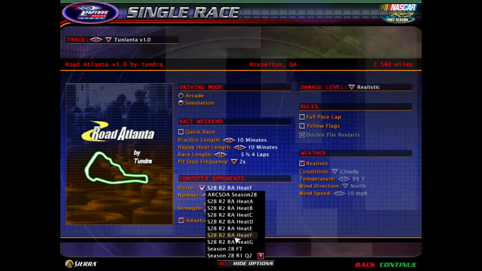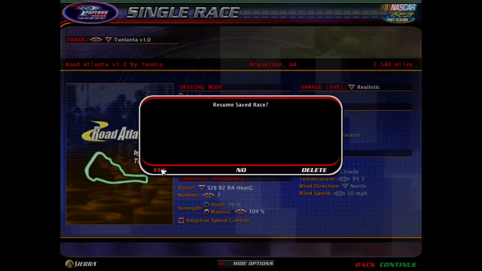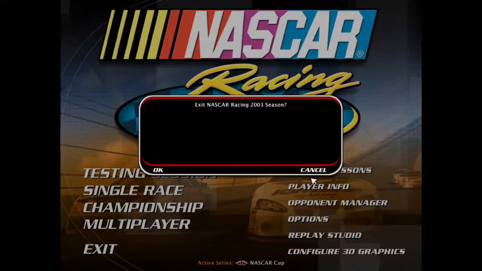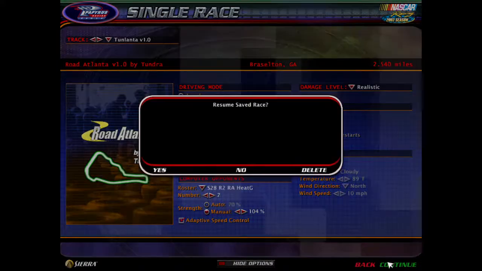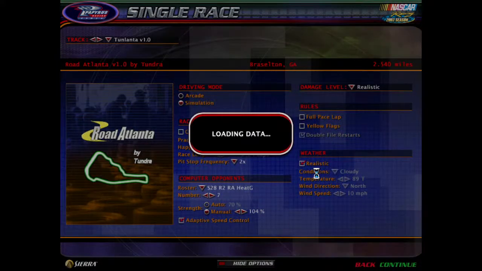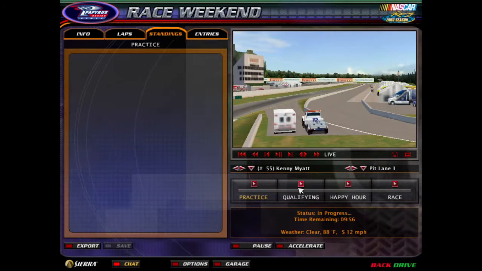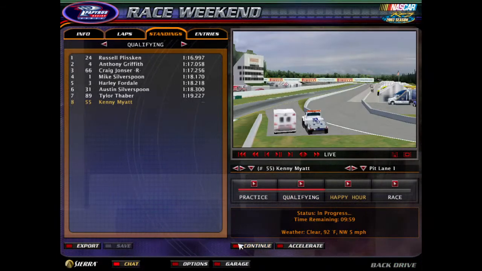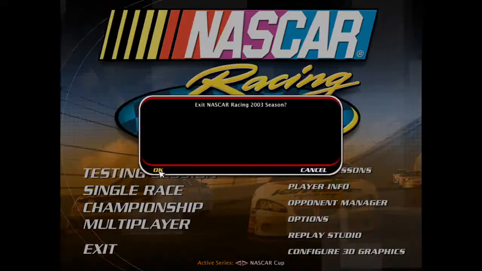And it's time for G, which is only 7 cars. Resume save. No, not resume save race. What am I doing? Whoops. Delete saved race. And the bigger thing I think now has to be, will all of the Toths make the field? Will all the Toths make the field?